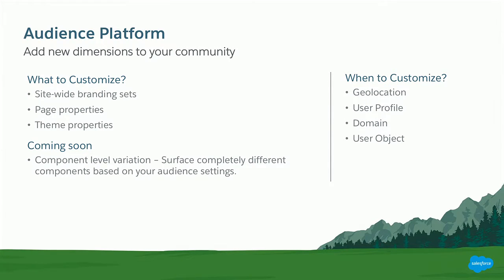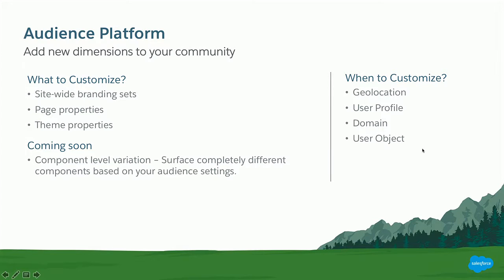One thing we're working on now is component level variation. So actually taking this down to the component level. So being able to say, okay, if this component would not be visible, or this component has different attributes depending on the audience. And when to actually customize those things.